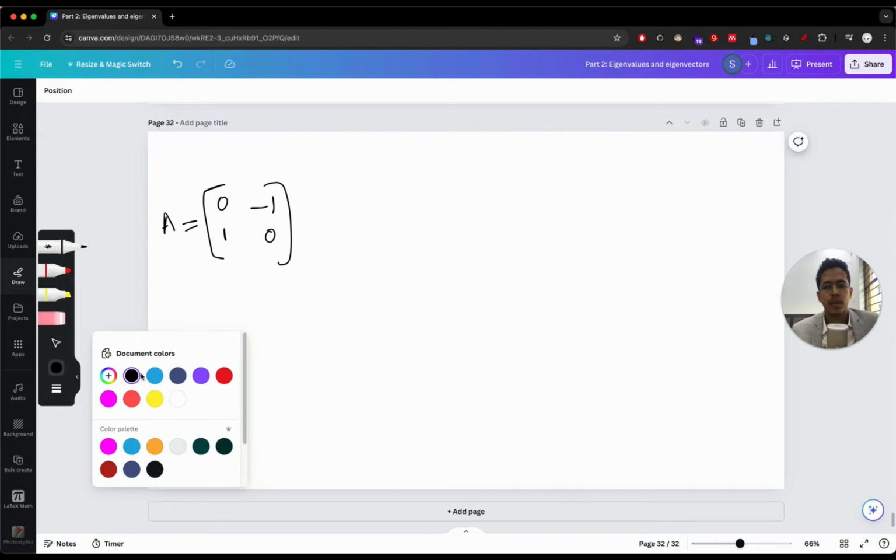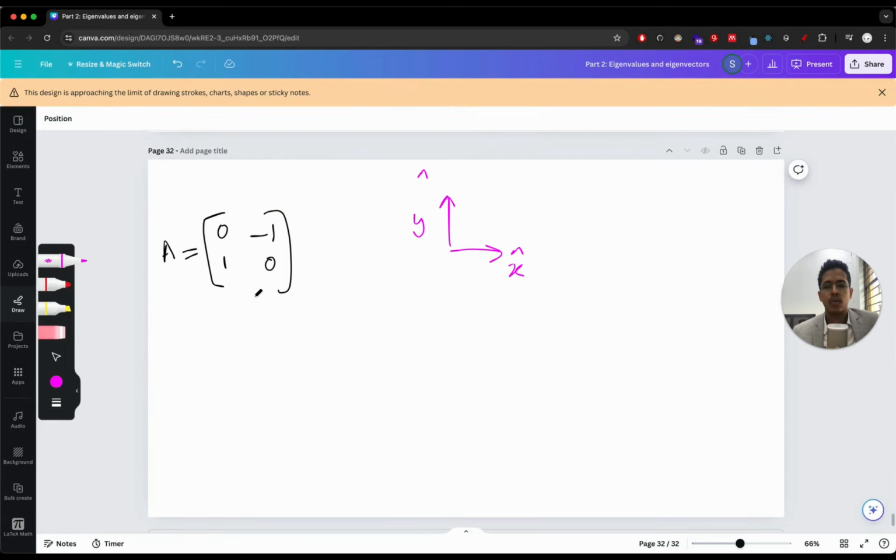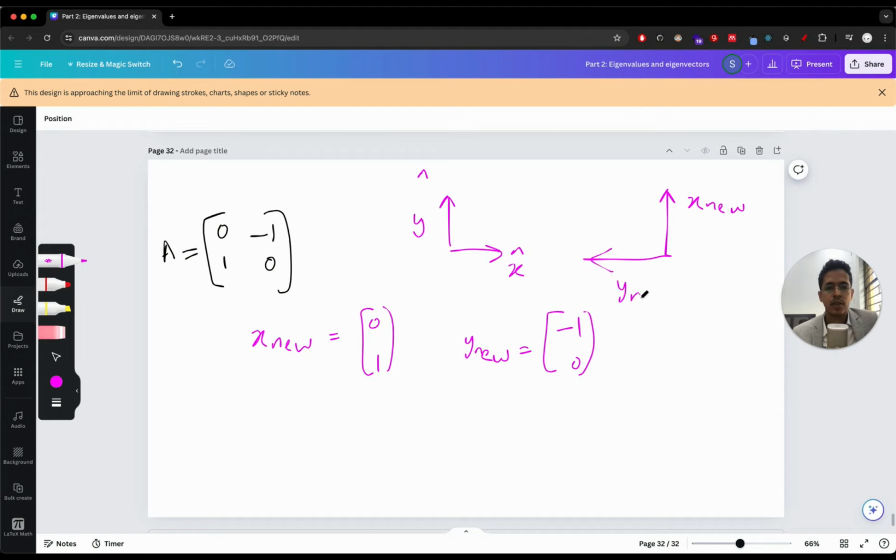I'll just show you. So let's say this is the x-axis. This is the x vector, and we have the y cap here. So what is the x new in this case? X new equals 0, 1, the first column of the transformation matrix. Y new equals -1, 0, right? So x new is 0, 1, which means this is x new. And y new is -1, 0, which means this is y new. So all that happened is a 90-degree counterclockwise rotation.